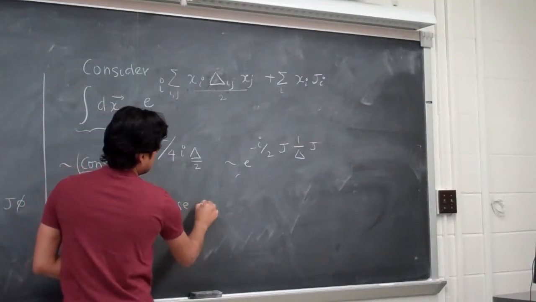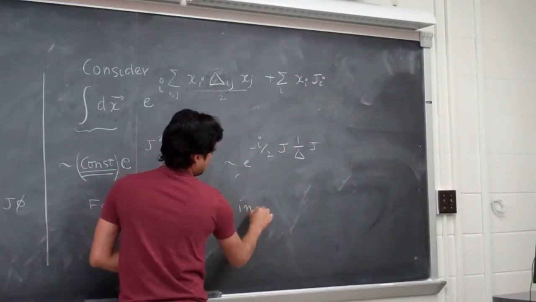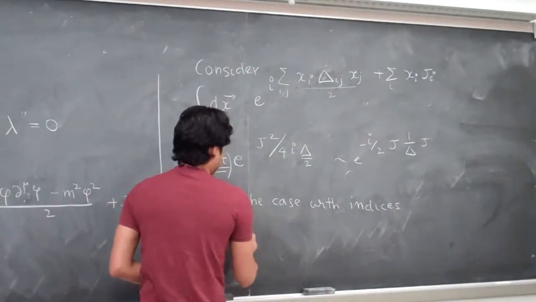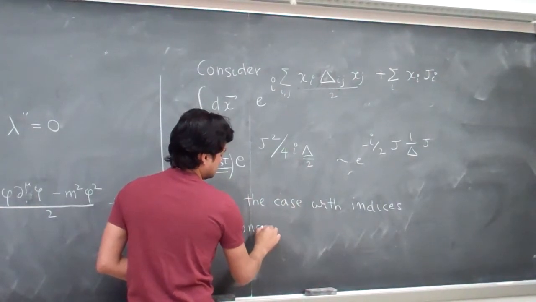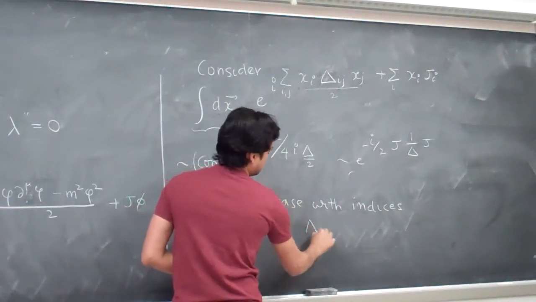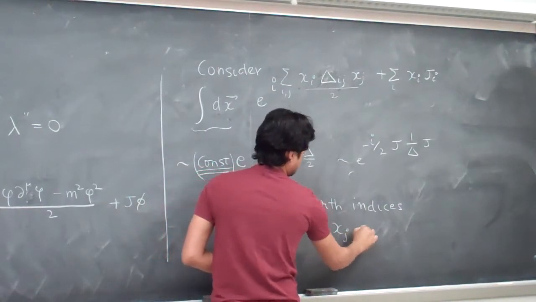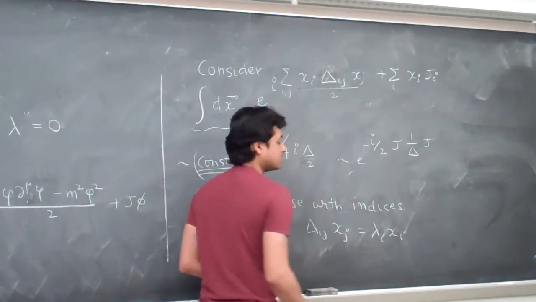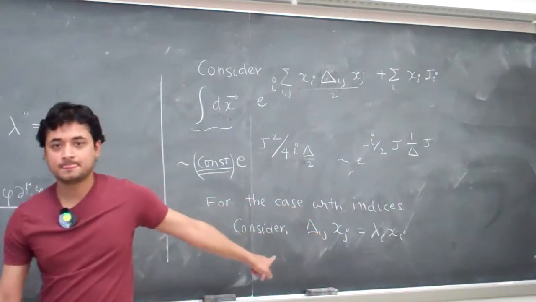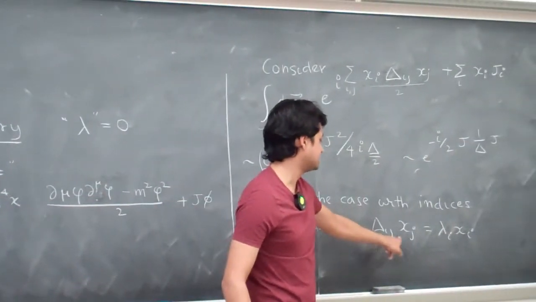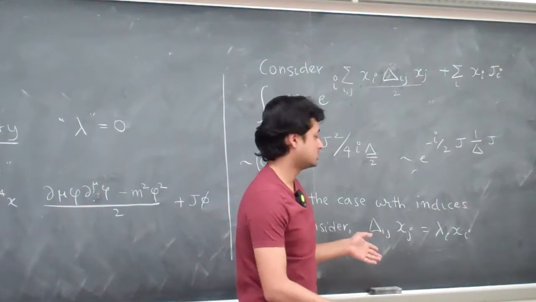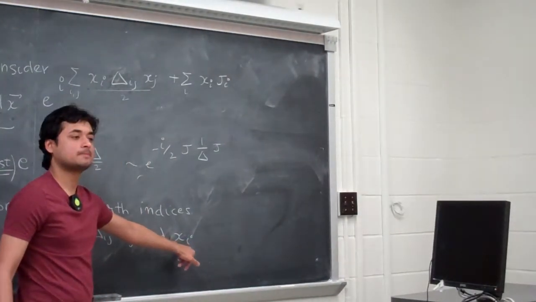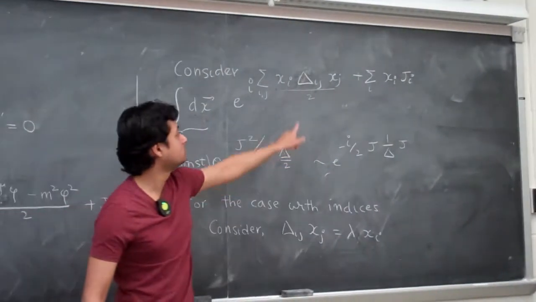For the case with indices, consider delta ij xj equal to lambda xi, and also a lambda I xi, but this I is not summed over. Okay, so this is a matrix equation, delta ij xj. So it's delta dot x. This should be equal to lambda times x. So this is the matrix equation, and this is what I will use there.